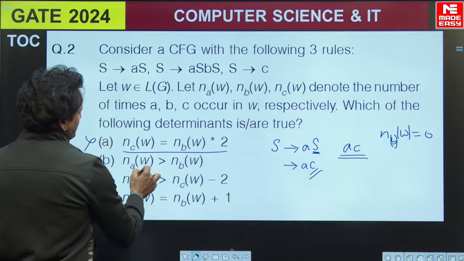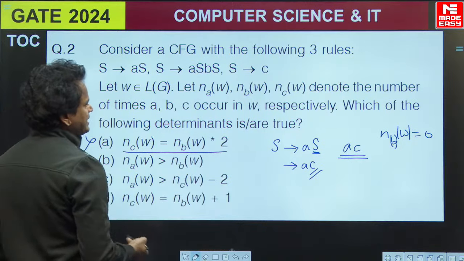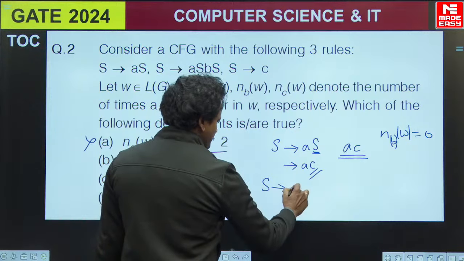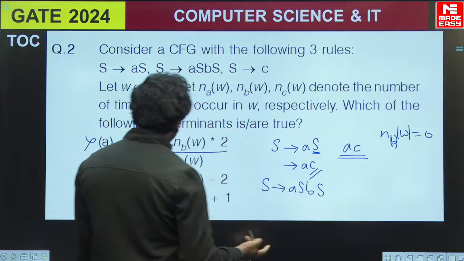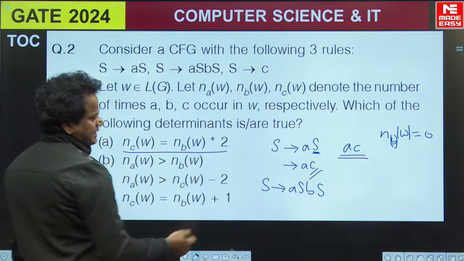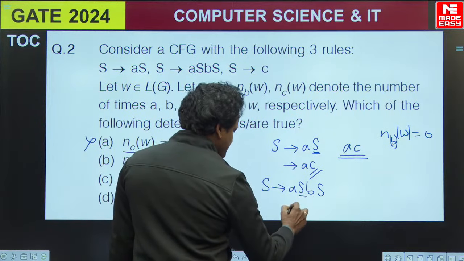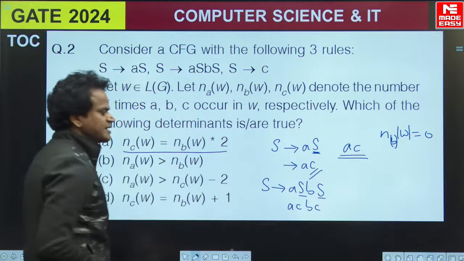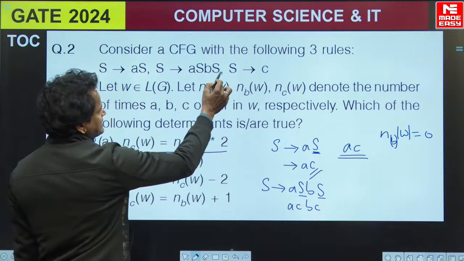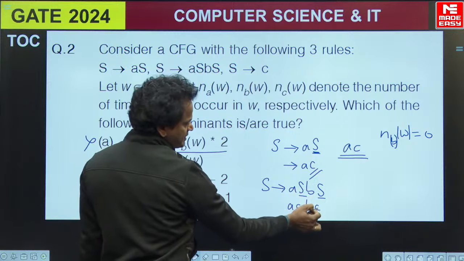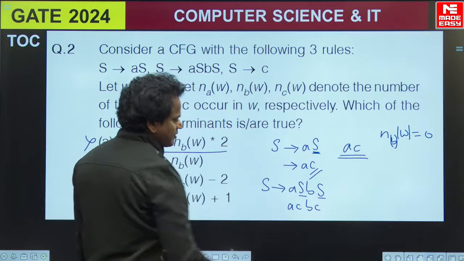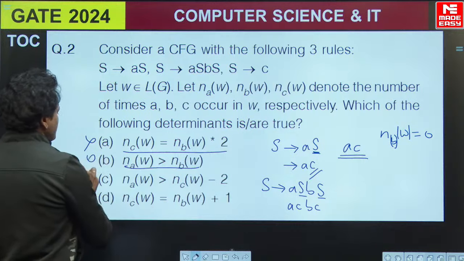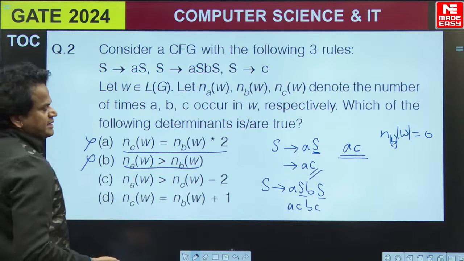Next, NA of W greater than NB of W. So you have to check all the options. Every possibility, if it is true, then only we can go for it. If I go for this one, here I substitute C, and here also I replace with C, so A's and B's are equal. You understand? Number of A's is 1, number of B's is 1. So how can it be true? So this is also not correct.